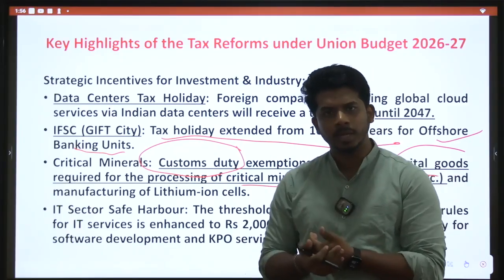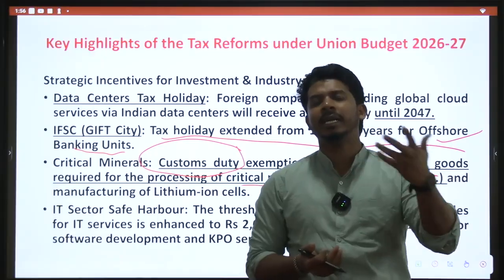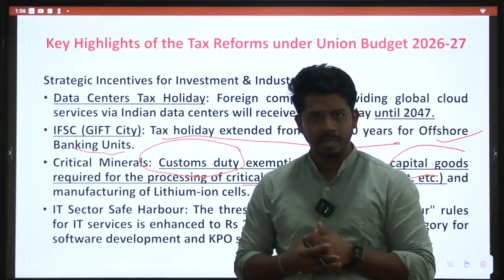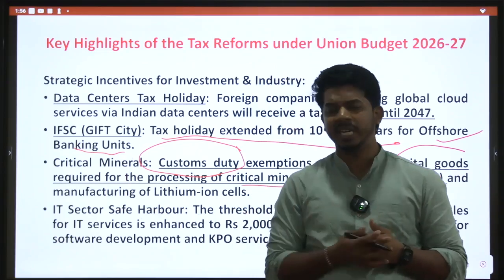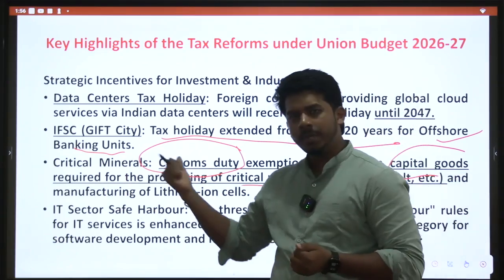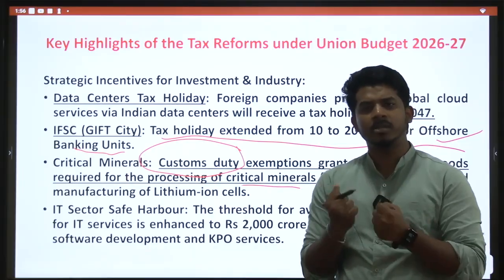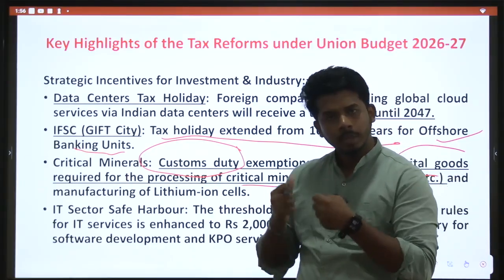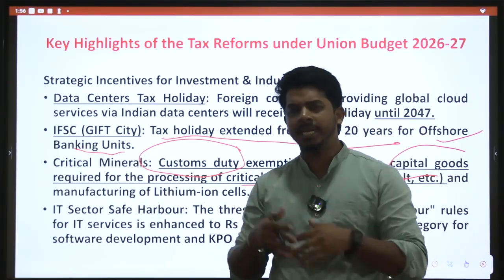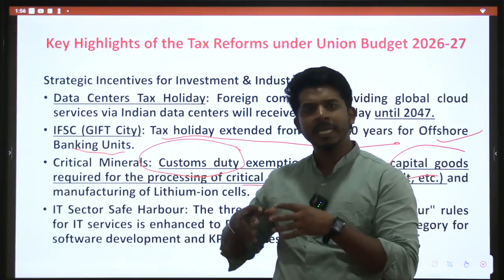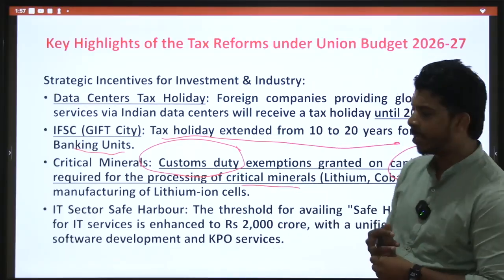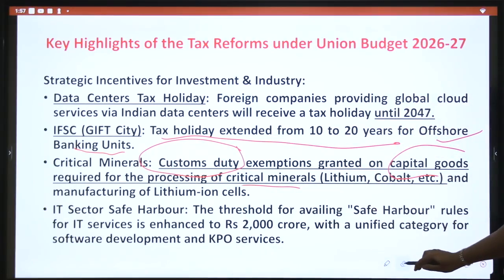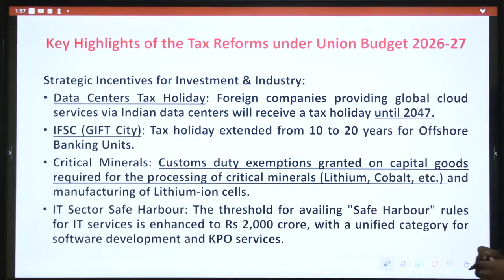Most of the countries in the world are dependent on China for critical minerals and another thing called rare earth minerals. So India needs these critical minerals. These are very critical for India. So to reduce the import dependence on China, we need to produce the critical minerals in India itself. So any machinery, any capital goods that are helpful in producing these critical minerals in India will be exempted when they are imported. Okay, no customs duty.